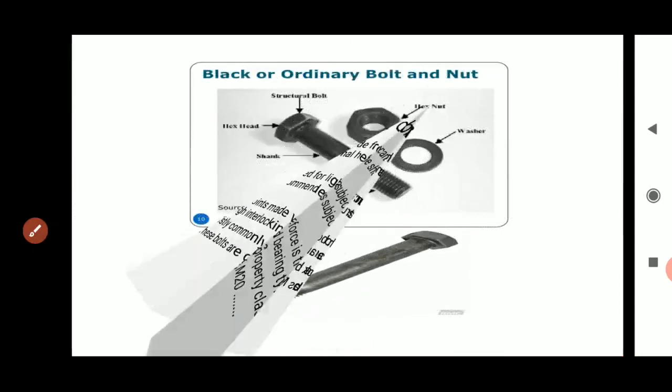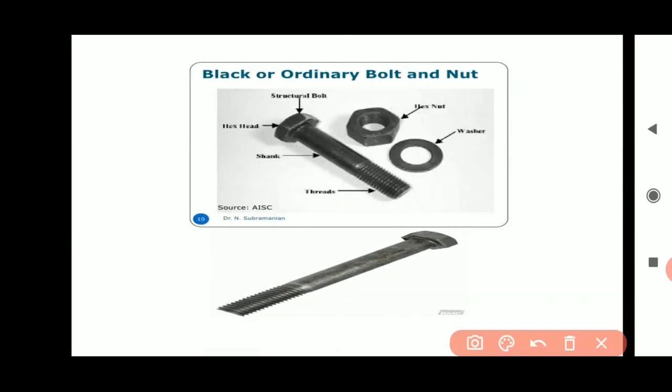Here you can see an unfinished bolt or black bolt, which we generally call an ordinary or common bolt. Here you can see the shank part is unfinished. The shank part is kept unfinished, so this type of bolt is known as unfinished or rough bolt or black bolt, and as it is commonly used, it is also known as common bolt.